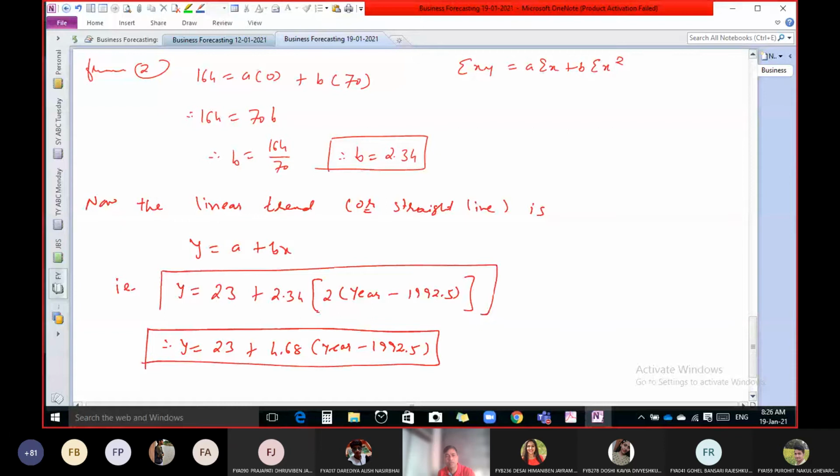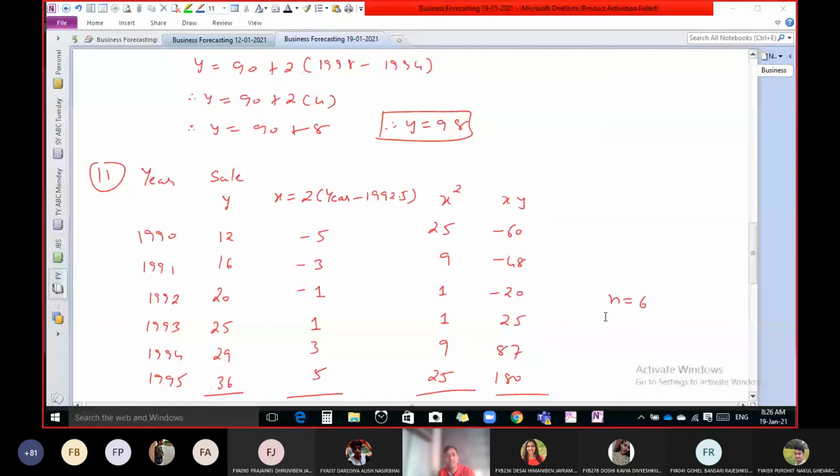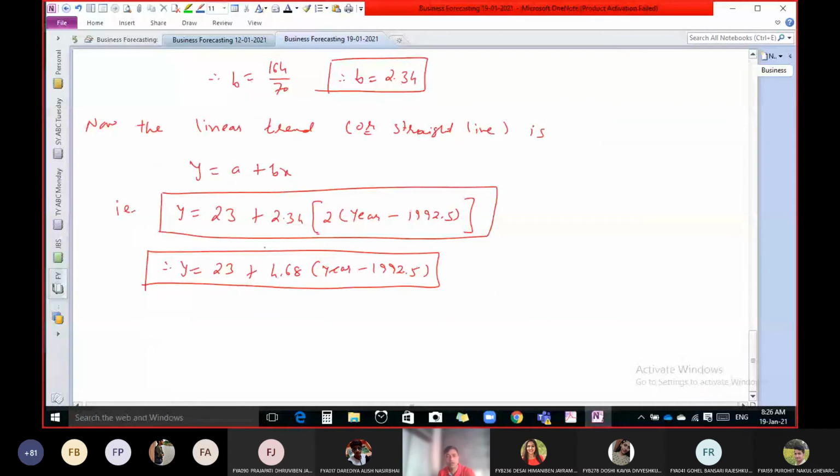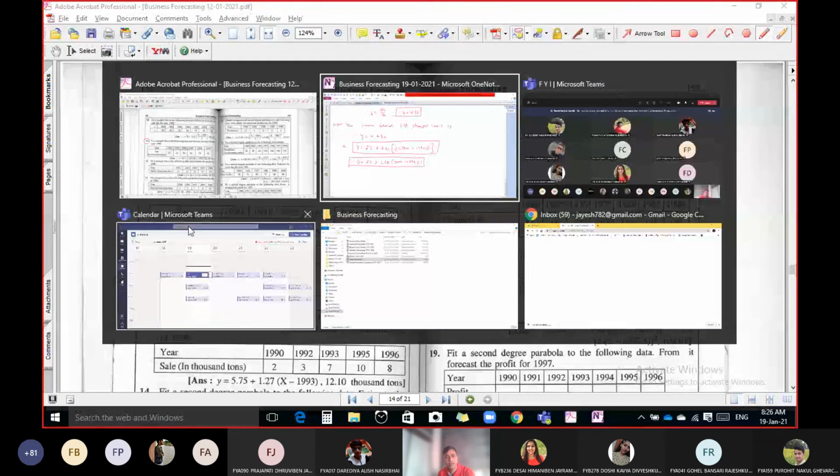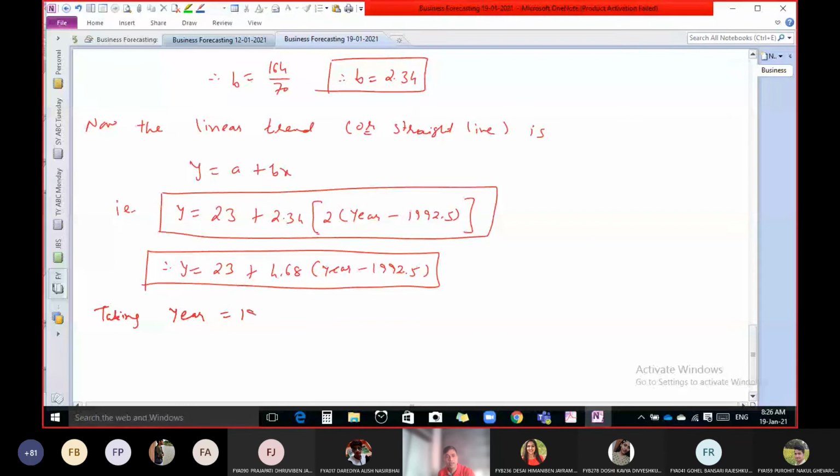In that case, your value of B becomes 4.68. That is the only difference, but ultimately you will get the same final answer. Now, what we have to do here? Estimate the value of sales for the year 1996. So, taking year equal to 1996, let us substitute the value 1996 in place of year.